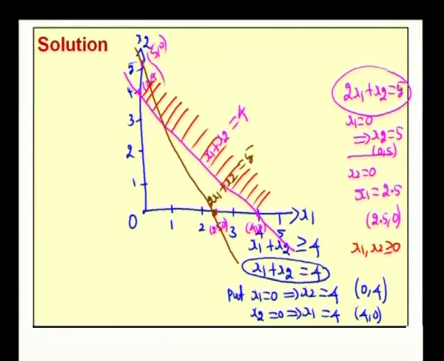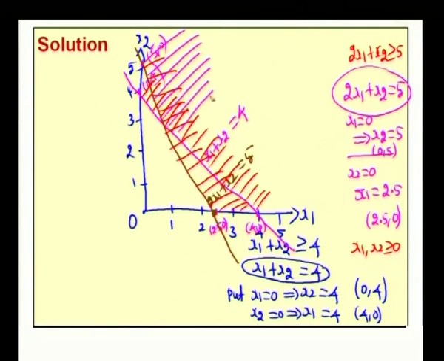Therefore, our concern is only the first quadrant. As far as the second constraint is concerned, the given second constraint is 2x1 plus x2 greater than or equal to 5. Therefore, the corresponding area is away from the origin, which means this area. Now, the area common to both curves, that is the feasible region, is this region. This is the common region bounded by these two constraints.